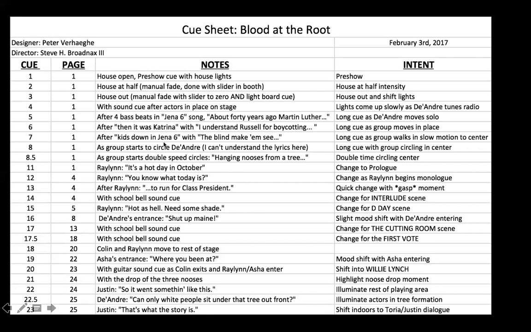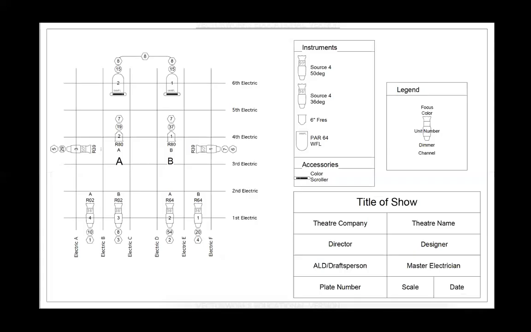And then lastly, we have our cue sheet. This one has our cue number, the page number of our script, what the cue actually does, the intent, and then the notes, which are usually for the stage manager, maybe a line where they want that cue to happen. For example, the school bell sound cue. So it's to communicate with the stage manager where everything goes and when.